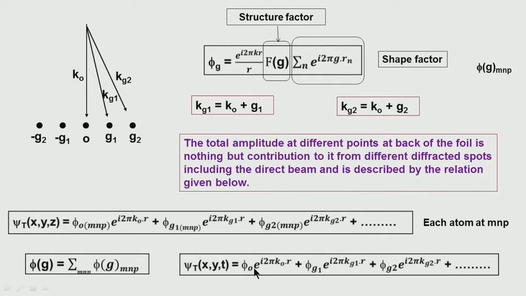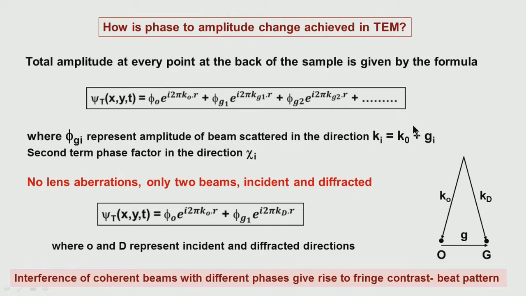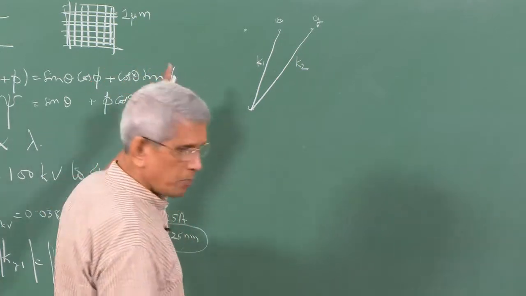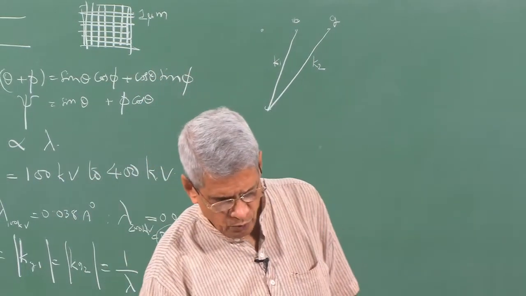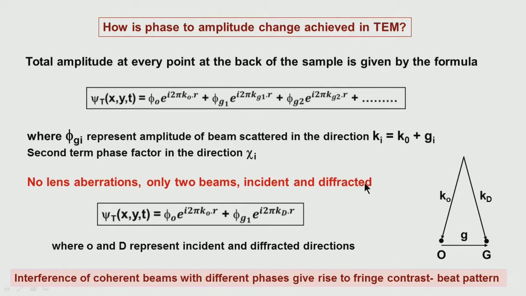Essentially what we have done is that the wave which is a direct wave and the wave which has been scattered, we have just added together. In the case where we consider only two waves, which is called the two beam condition, though many spots appear in the diffraction pattern, we are only considering one incident beam and one diffracted beam. Then this is how the expression turns out to be. The interference of these two waves will give rise to a fringe pattern, or a beat pattern, which will be generated. This is what we are looking at.